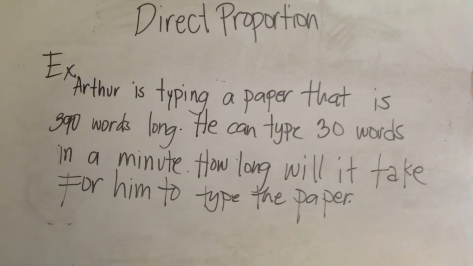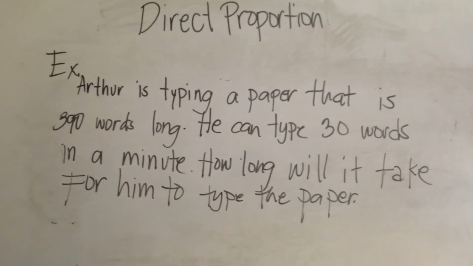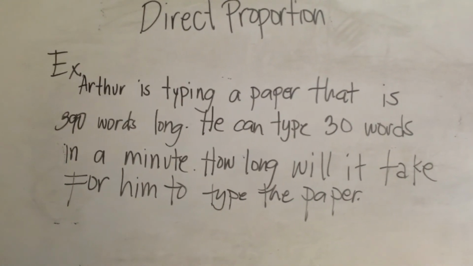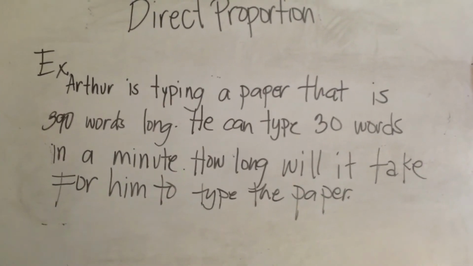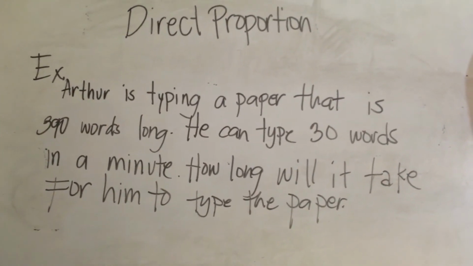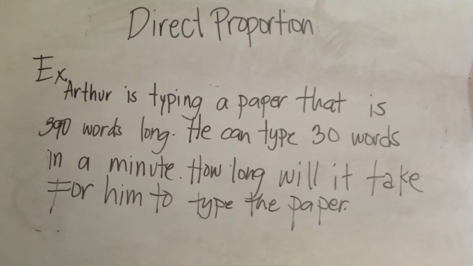Here's an example of problem solving involving direct proportion. Arthur is typing a paper that is 390 words long. He can type 30 words in a minute. How long will it take for him to type the paper?